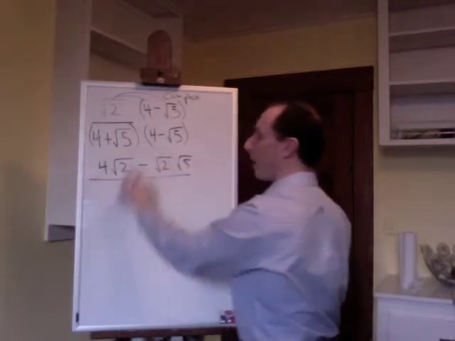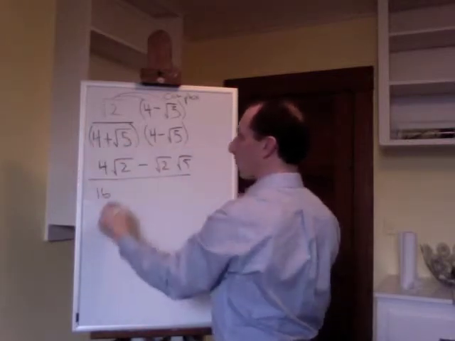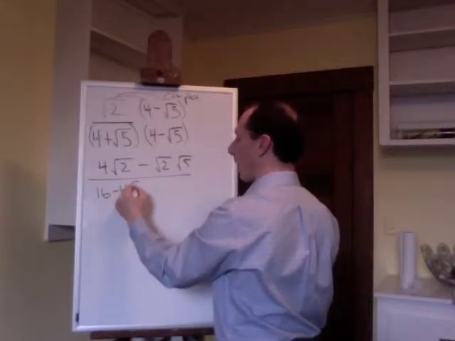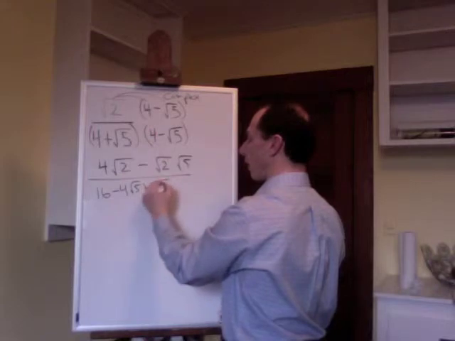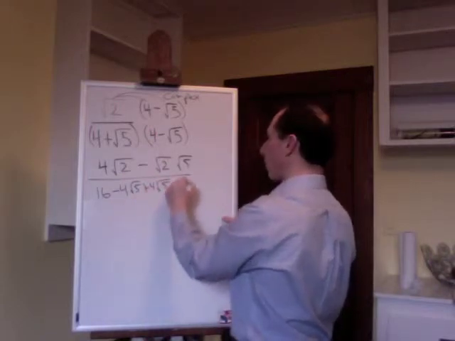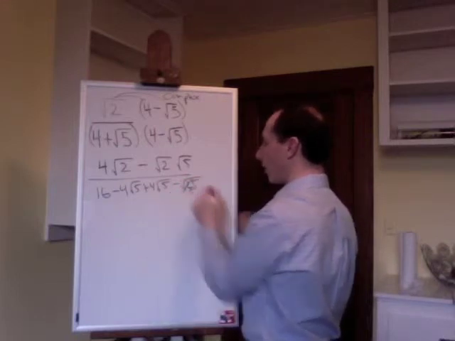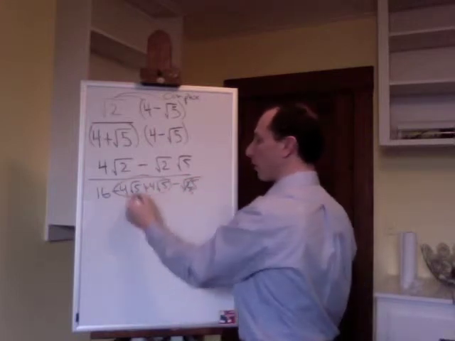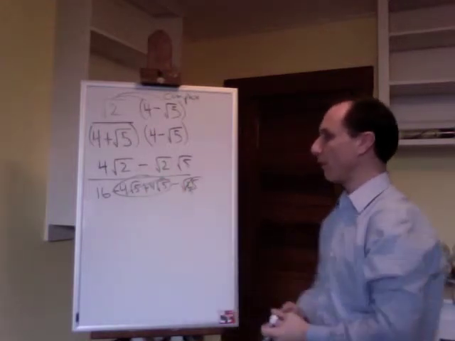All over on the bottom, 4 times 4 is 16. Outer terms, minus 4 radical 5. Inner terms, plus 4 radical 5. Notice these are going to cancel each other out quite nicely. Minus radical 5 times 5 is 25, which is just 5. These are going to cancel out. Really all I've got to do is worry about this stuff up top.